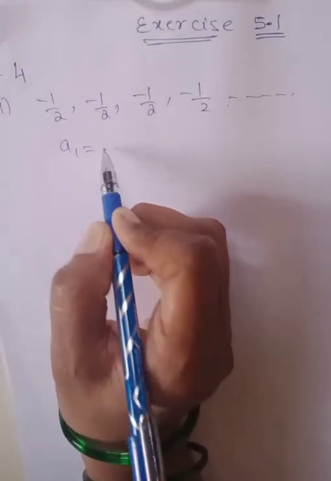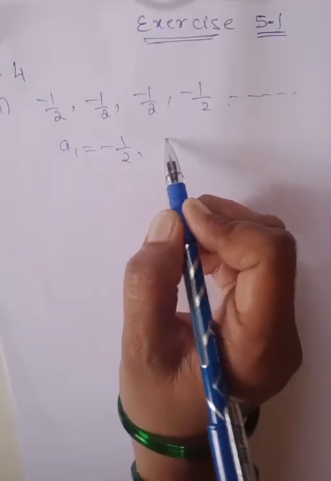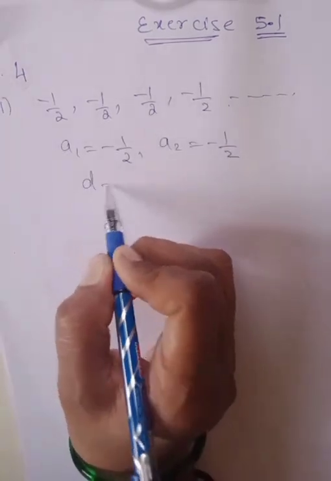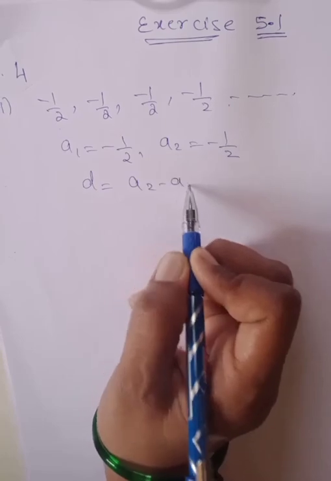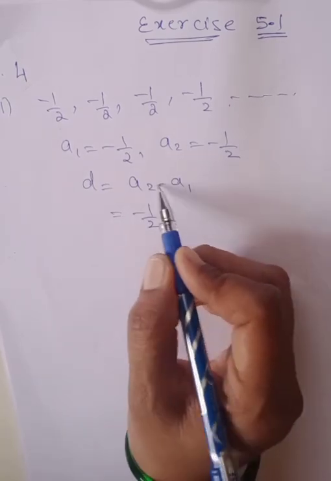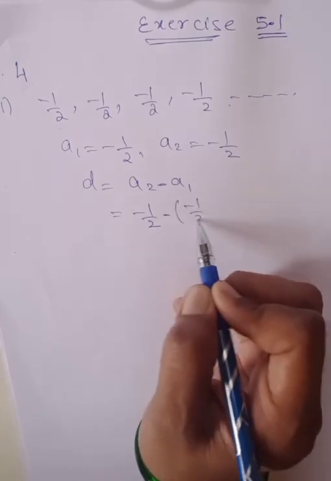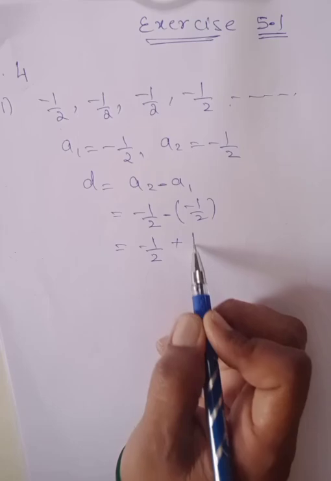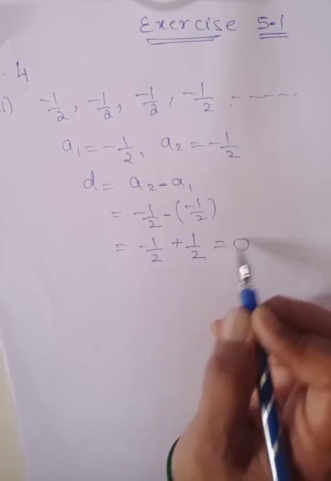The first term is given as minus 1 by 2, and the second term is also minus 1 by 2. As you know, the difference is A2 minus A1. So what we have, A2 as minus 1 by 2 minus A1, which is also minus 1 by 2. Minus minus becomes plus 1 by 2, which is equal to 0.